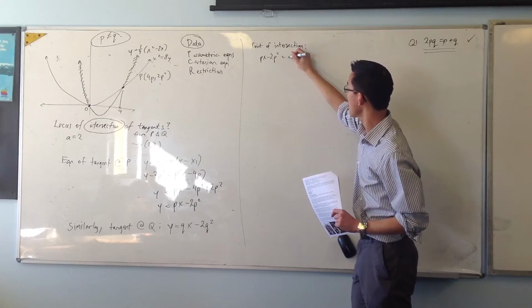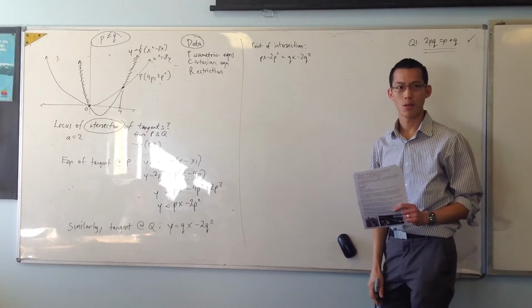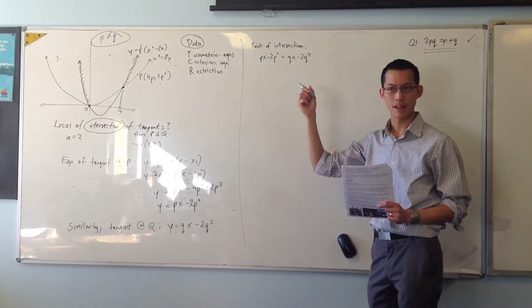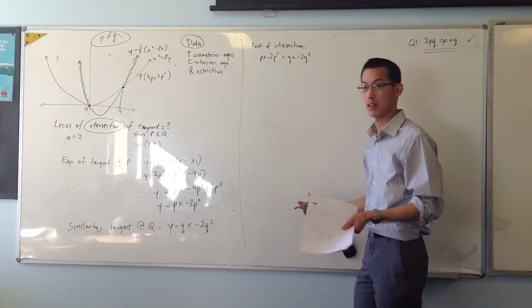Let each equation equal the other. Okay, so what do I want here? I've only got x's and no y's, right? So I'm about to find the parametric equation for x. Let's just make x the subject, yeah?